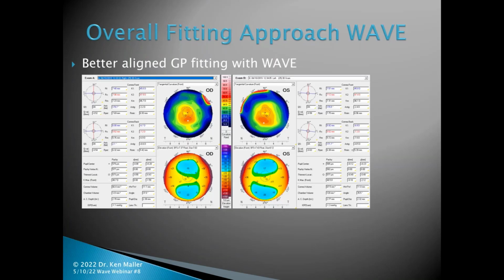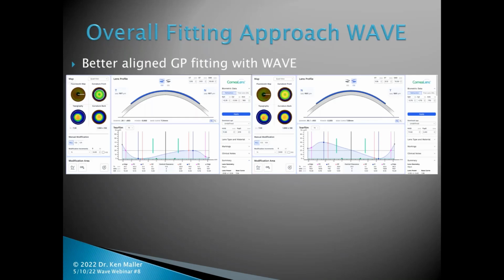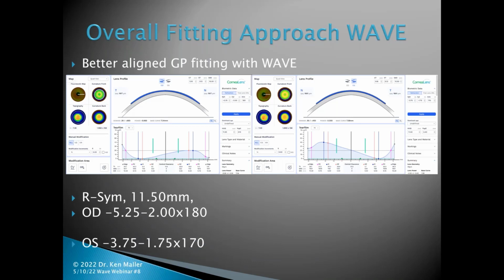Lastly, here's a new patient that had a very normal set of corneas, and nothing unusual about her. And I decided to go ahead and fit her into an RSIM lens, 11.5 millimeters, 5.25 with 2 diopters of cylinder, and 375 and 170 cylinder, and these are a pair of multifocals as well.